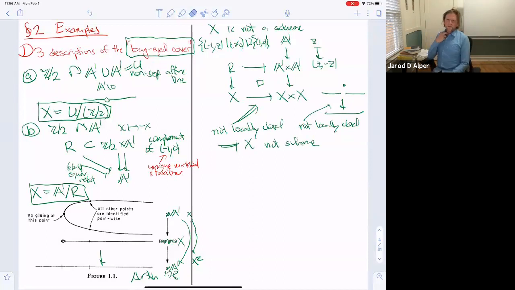All right. But maybe you think this is sort of pathological, because on one hand I was taking a group action on a non-separated thing. Here I'm cooking up a funky equivalence relation by throwing out the origin.